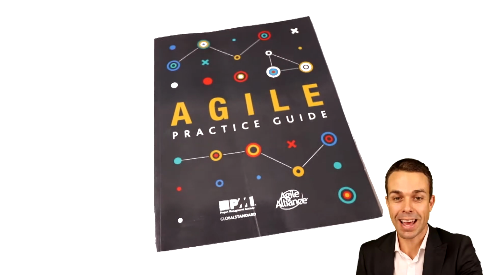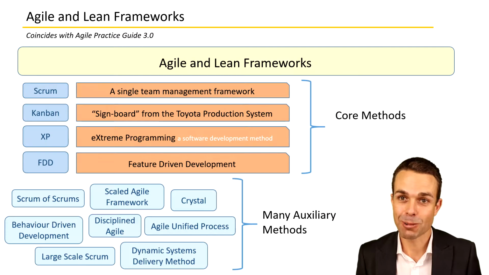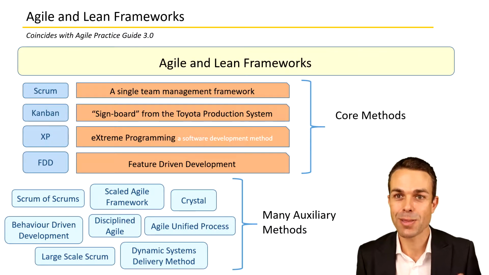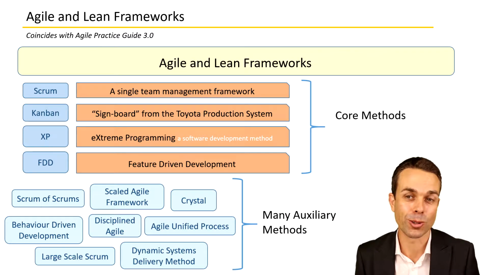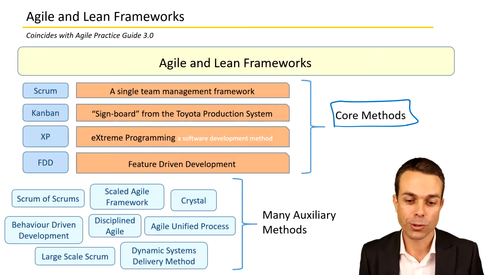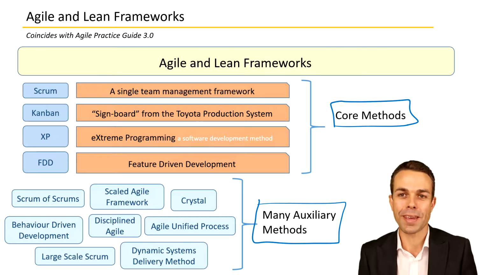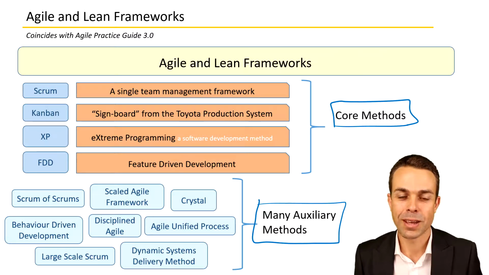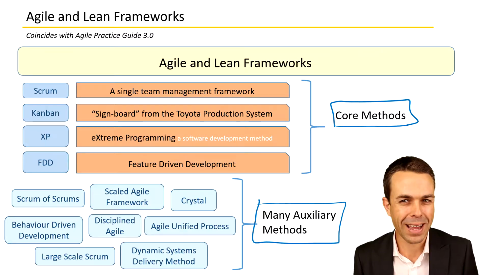We're looking at the Agile and Lean frameworks from the Agile Practice Guide from the Project Management Institute and Agile Alliance. The reason we're looking at these is because there are many different methods that you'll come across in your organization on your Agile journey. There are many core methods and also many auxiliary methods. It's important to know what they are and a little bit behind them so you can match them up to the core methods and see whether that team is truly Agile or not.